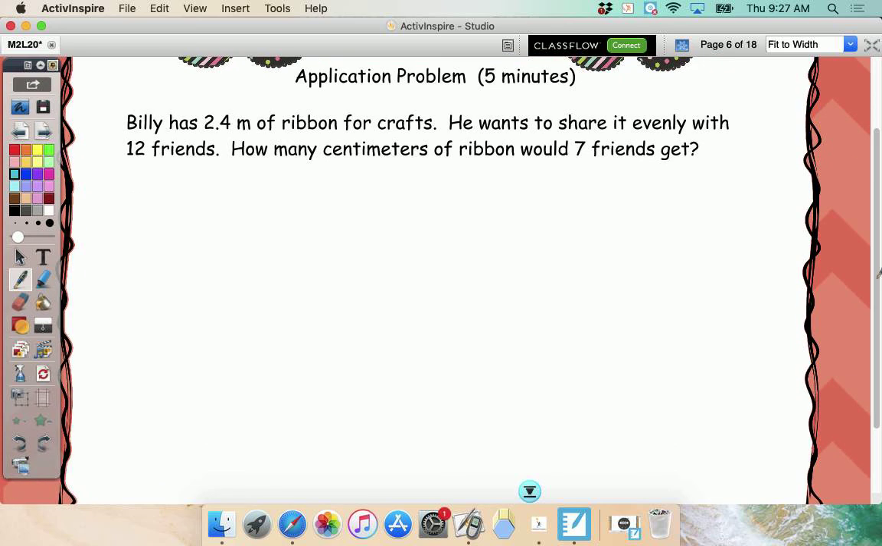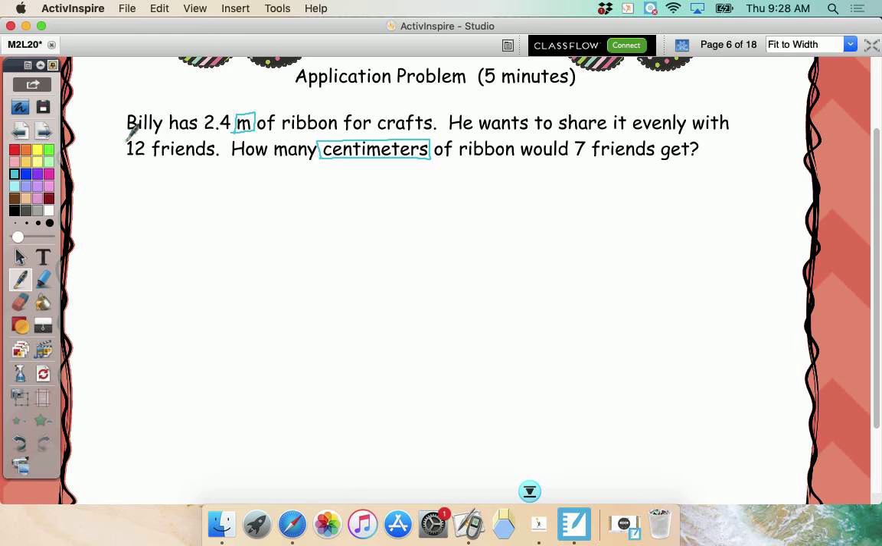All right, I'm going to read this, and then we're going to do RDW. Billy has 2.4 meters of ribbon for crafts. He wants to share it evenly with 12 friends. How many centimeters of ribbon would 7 friends get? They're trying to make this complicated, okay? First of all, what's important that I need to put a box around? Meters. What else? Centimeters. We've got to change it, don't we? Yeah. What else? 12.